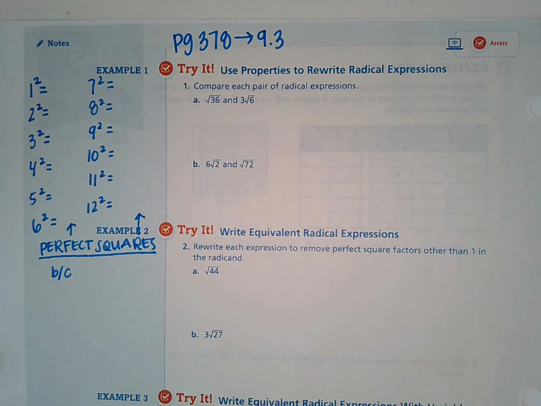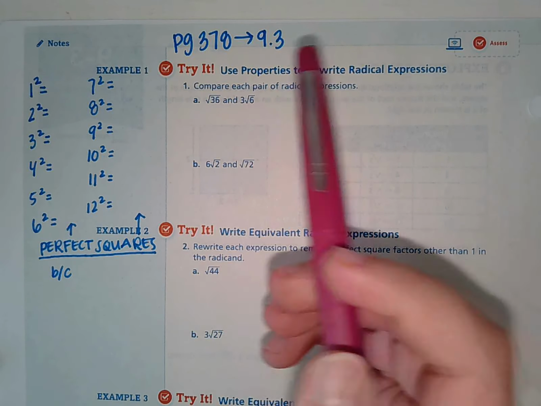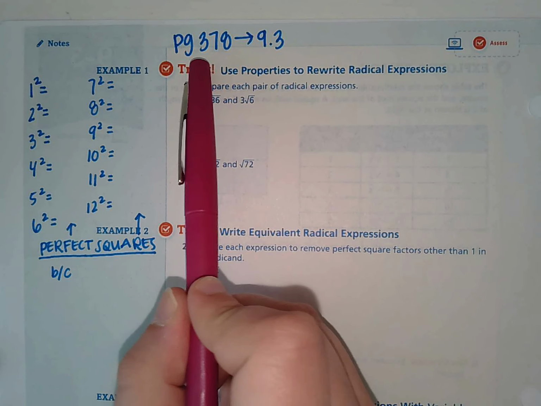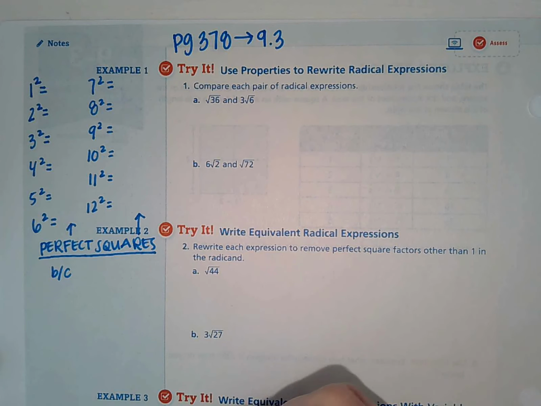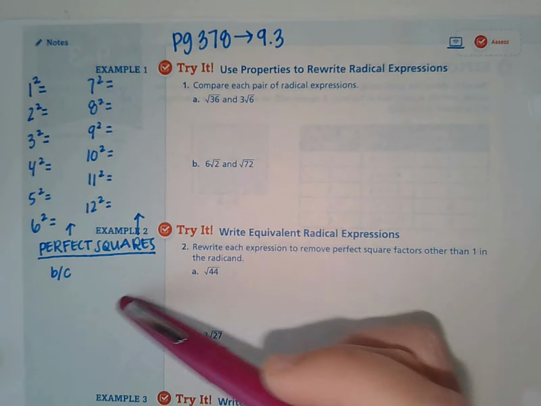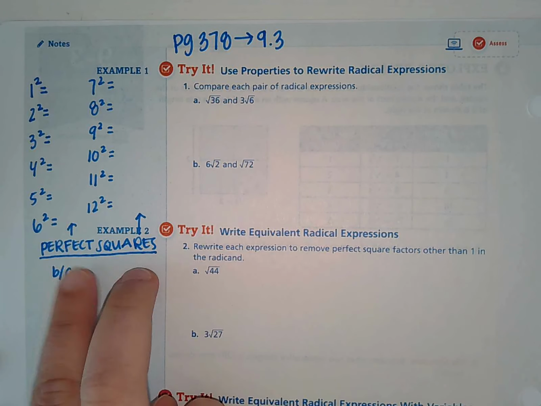Today I'm going to be talking to you guys about section 9.3 in topic 9, which is all about rewriting our radical expression. So if you guys want to make sure you have your workbook out, we're on page 378. And before we hop right into these examples, I want to talk to you guys a little bit about these things called perfect squares.